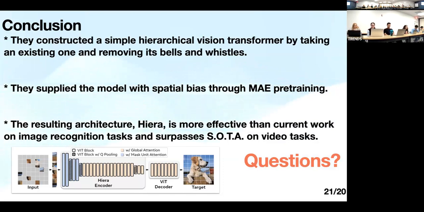But yeah, basically what they did is construct a simple hierarchical vision transformer by taking one of the existing hierarchical transformers and removing a lot of the bells and whistles. Then they supplied the spatial bias through MAE training, masked autoencoder, and the resulting architecture performed better than the existing models on recognition tasks and other vision tasks. But I guess a drawback is you just have to have a lot more resources to get these types of results in transformers.